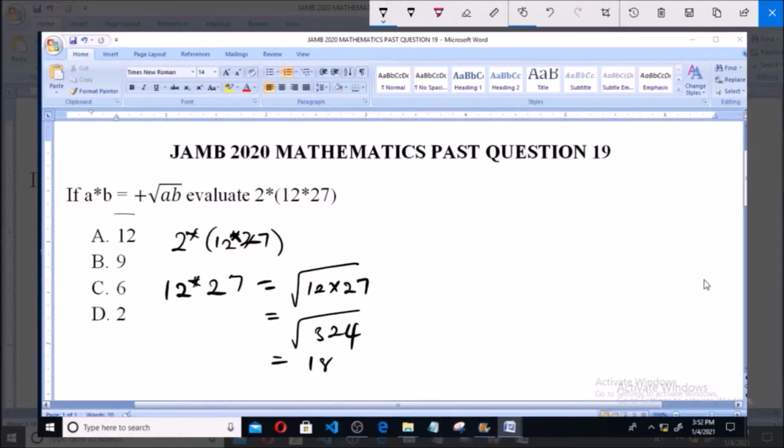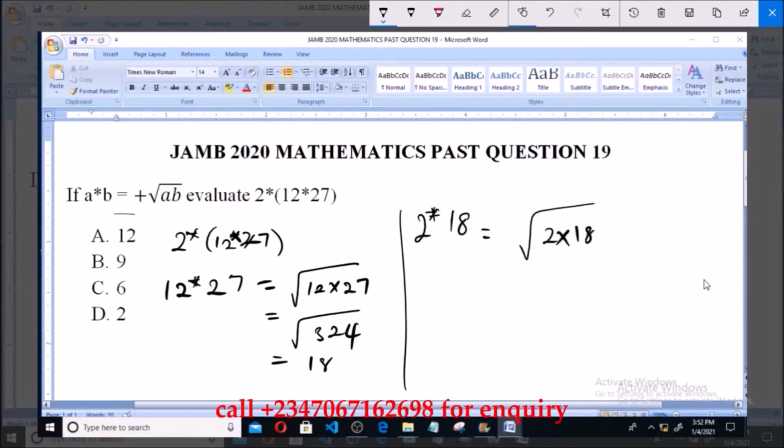Now we can go back to the question and say 2 asterisk, the bracket now, which is 18, and that is equal to the square root of 2 multiplied by 18, which is equal to the square root of 36, and that is equal to 6. So the final answer to this question is 6.